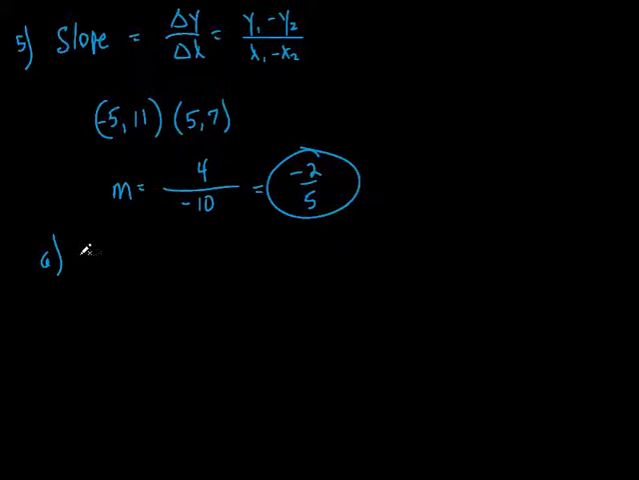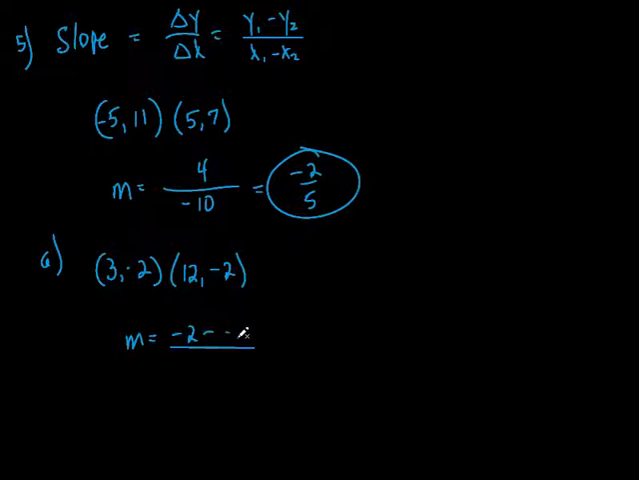Number 6. Let's write these points down. 3, negative 2, and 12, negative 2. You got a repeat in here, don't you? All right, so let's take a look at this. The slope is the change in y. So negative 2 minus a negative 2. Minus a negative is plus, isn't it? Okay, so that's a plus 2. And then 3 minus 12 on the bottom, correct?